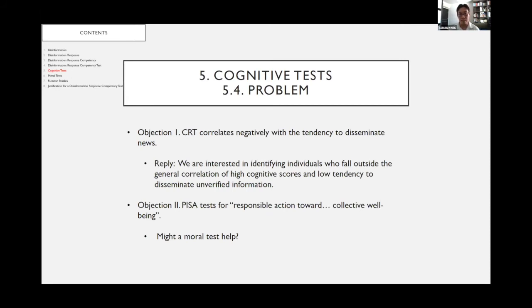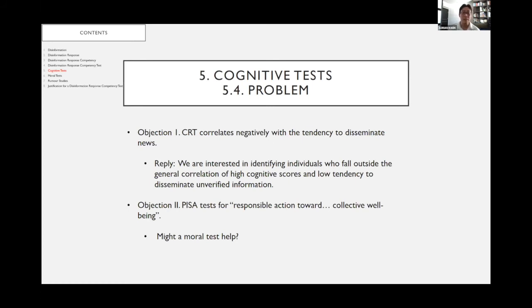My response here is that we are interested in identifying individuals who fall outside the general correlations of high cognitive scores and low tendency to disseminate unverified information. For example, the proficient fake news creator. These are rare, but they are the kinds of people that we want to pick up with the test.